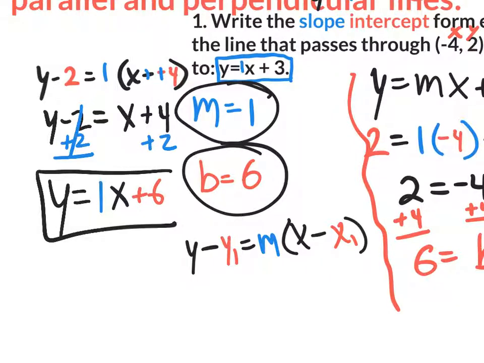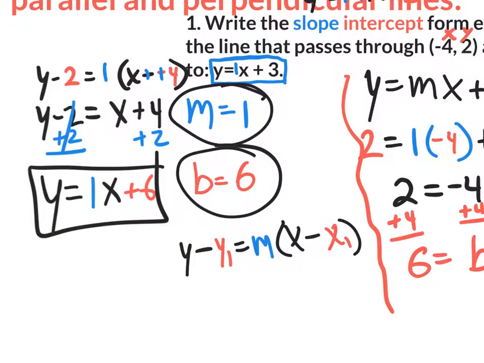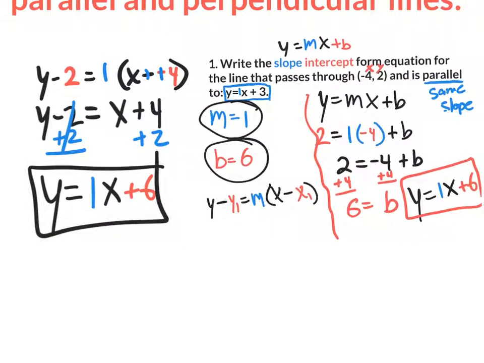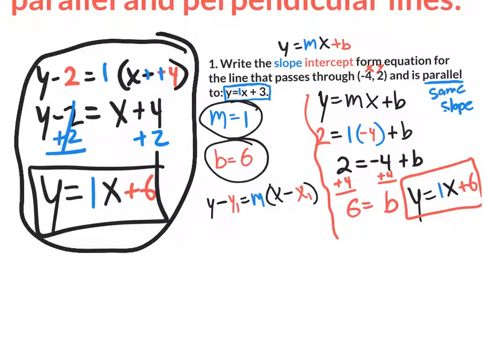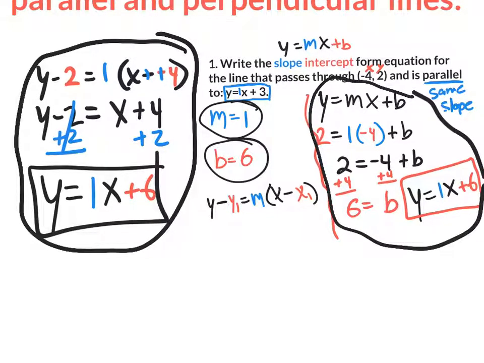As you could see, it's the same exact equation as the one we had over here, just using y equals mx plus b. Same exact equation. Y equals 1x plus 6, y equals 1x plus 6. It's up to you whether you want to do the point slope form to get your answer, or just stick with y equals mx plus b to get your answer in y equals mx plus b form.